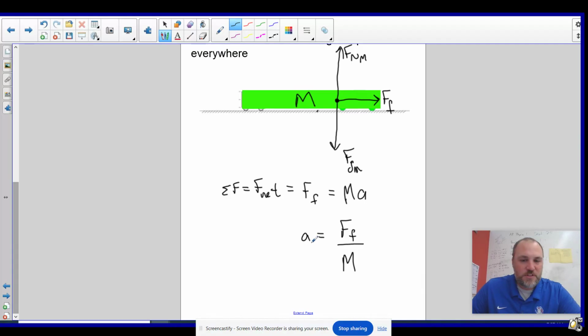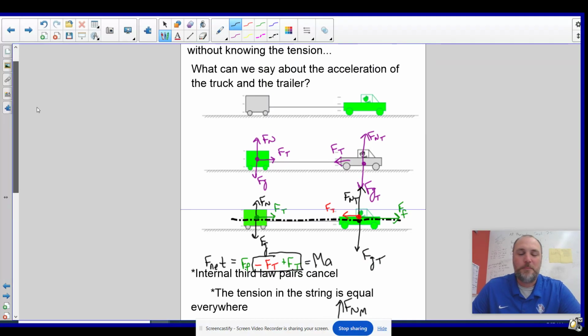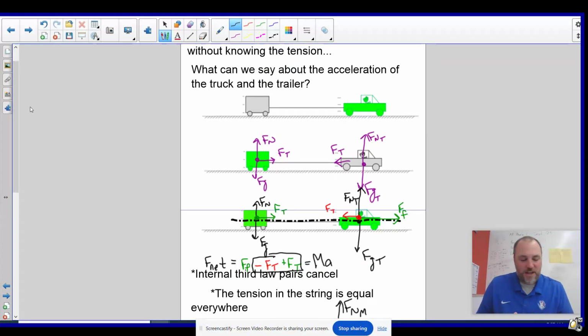Now, the system has this acceleration, but in order to classify these objects as a system, they must all be moving at the same speed with the same acceleration. It allows me to apply that same acceleration to both the trailer and the truck. So I can use that simplified free body diagram of the system, find the acceleration, and then I can apply it to the individual objects.